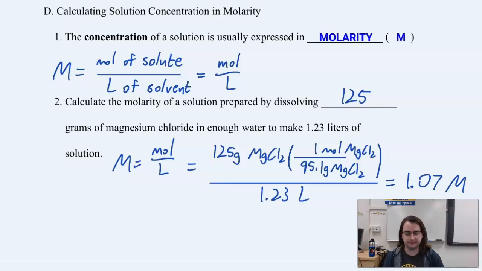Hopefully this is what you got. Now, you could have just as well gotten yourself into moles in a second step and then plugged the moles into the equation to do it in 2 steps. I just did it all at once. Notice on the top I was given grams first, and I can't plug grams into the equation. So I have to take grams and convert them into moles using the molar mass of magnesium chloride. And then I divide those moles by liters and I get concentration. So that's what I get.